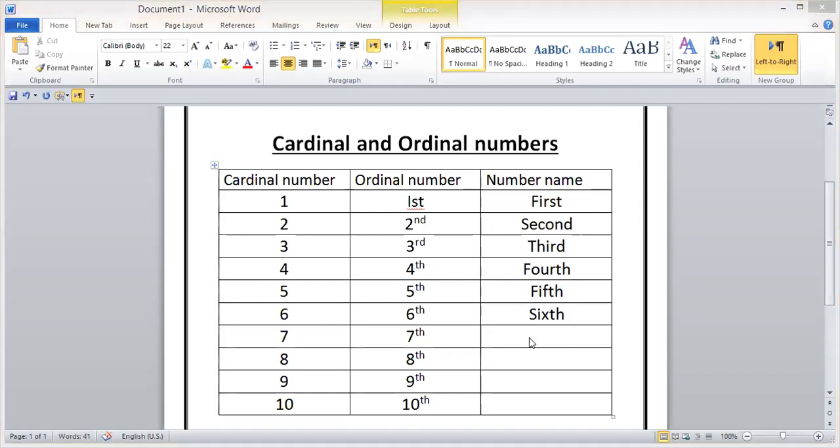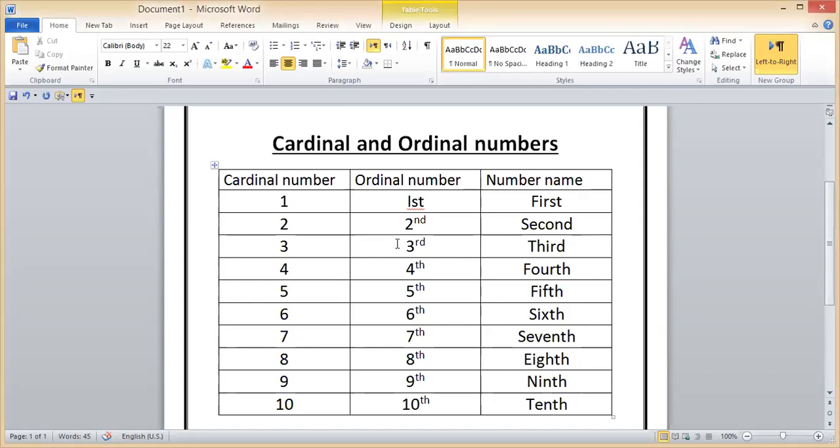And fifth, F-I-F-T-H. Very good. And seventh, S-E-V-E-N-T-H, seventh. Eighth, E-I-G-H-T-H, eighth. Ninth, N-I-N-T-H, ninth. T-E-N-T-H, 10th. This is how you will write cardinal number, ordinal number, and its number name.